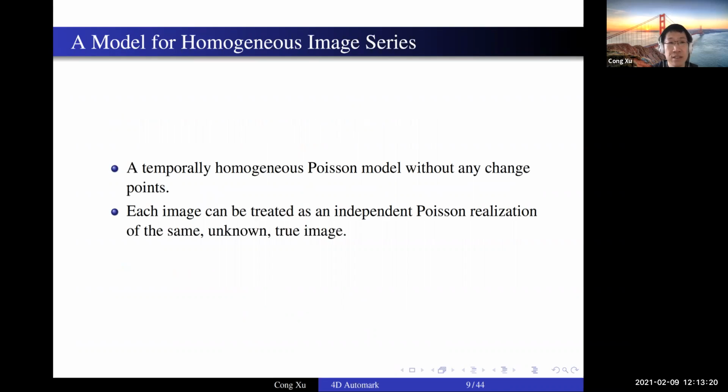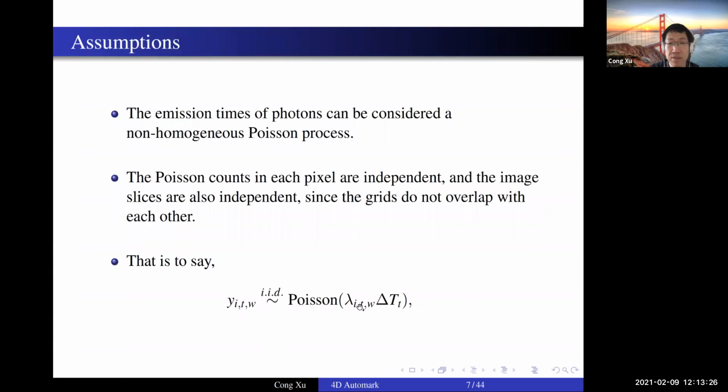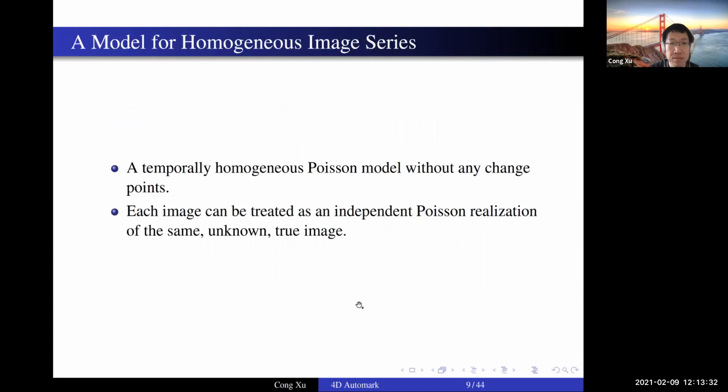So we start with a simple case. We assume that there's no change point, which means all these lambdas do not change with respect to t. So for different t's, they are actually the same. We first consider a temporally homogeneous Poisson model without any change points. Therefore, in this case, each image can be treated as an independent Poisson realization of the same unknown true image, because we assume that lambda does not change over time.